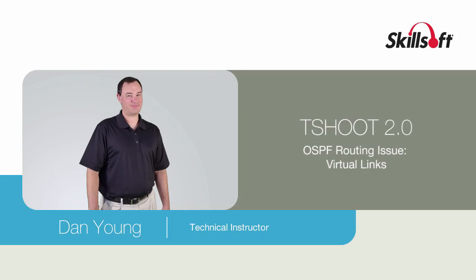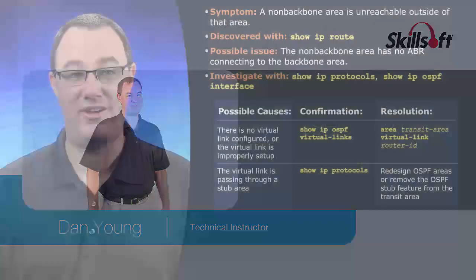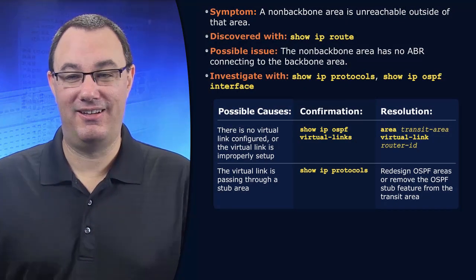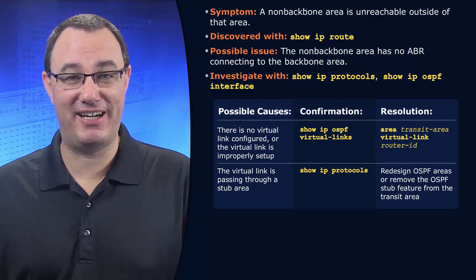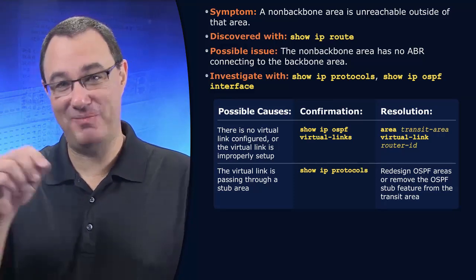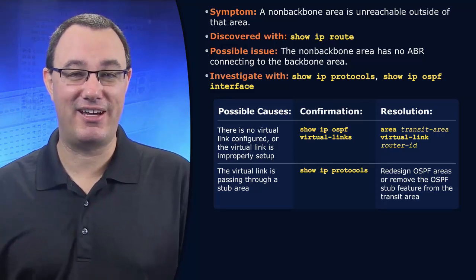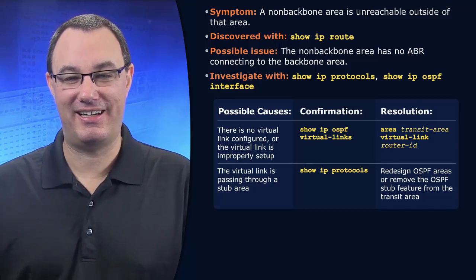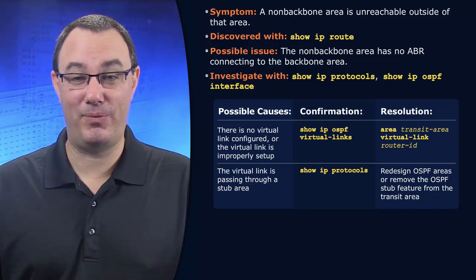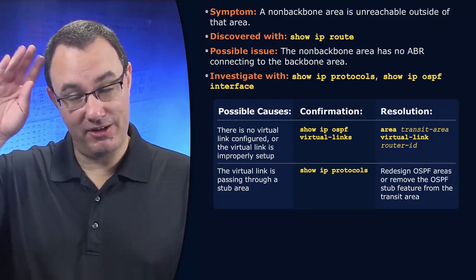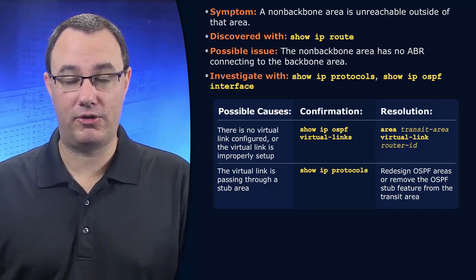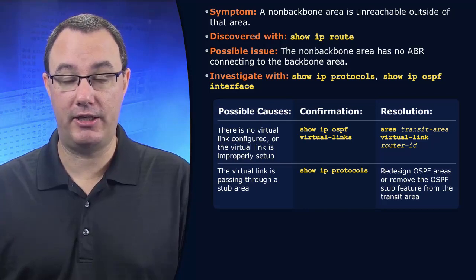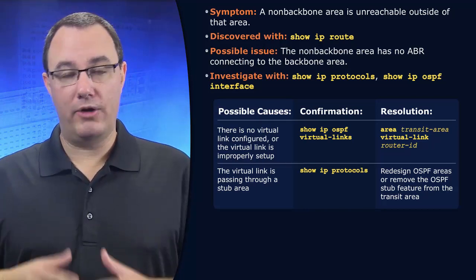OSPF virtual links, these things are a thread that binds your OSPF fabric together, and that thread can be pulled, severed. There are a lot of ways of disrupting it, and it's definitely one of the things that should be lingering in your mind when you're troubleshooting OSPF. You need to understand your autonomous system and when these are needed. Now, where do we use them?